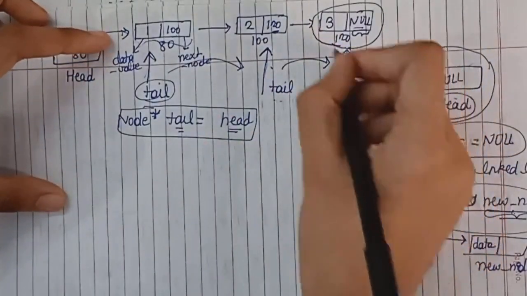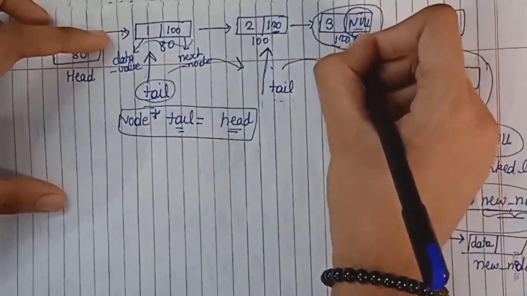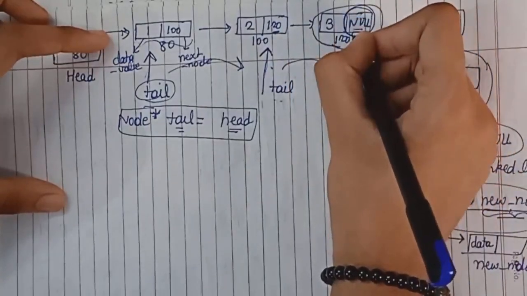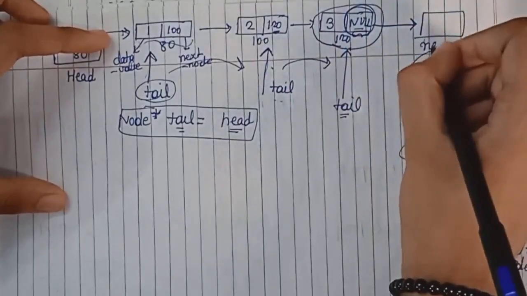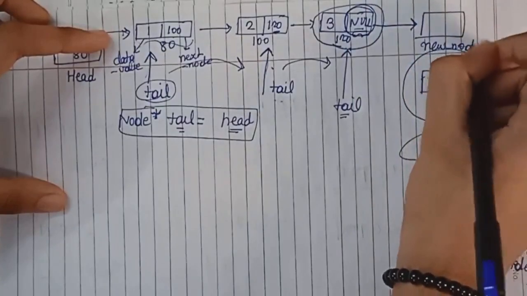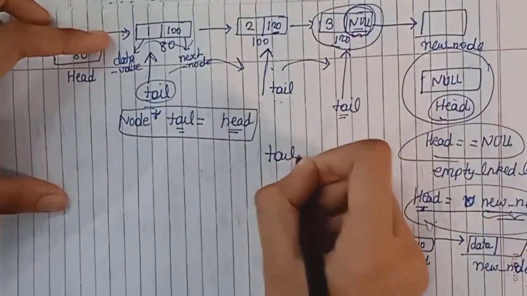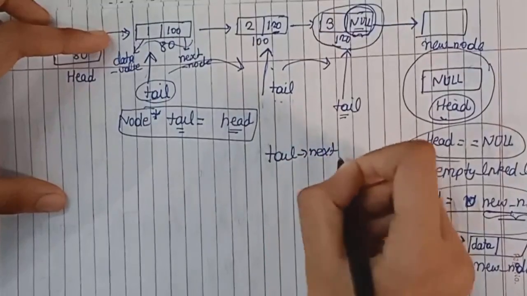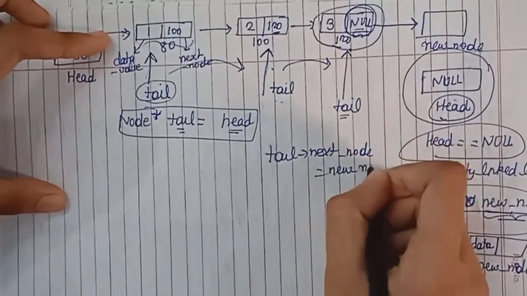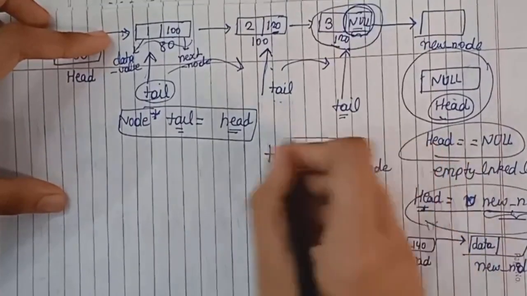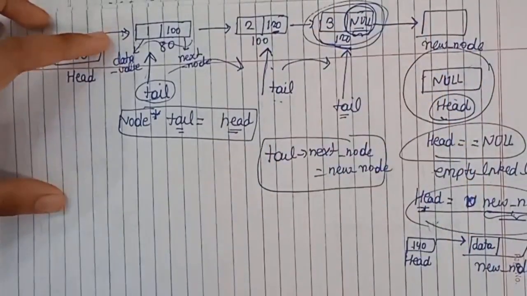So once you find this element, you can just make your next node part of this last element point to this new node. So let's say this is the new node, and once you have found this, you can just do tail's next node is equal to new node. So you will just do it once you have found your last node.